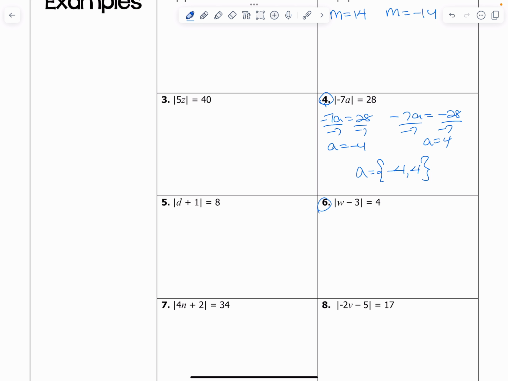6. So w minus 3 is equal to 4, and then w minus 3 is equal to negative 4. So then I add 3 to both sides, so w is equal to 7. Add 3 to both sides, so then w is equal to negative 1. So w is negative 1 and 7.